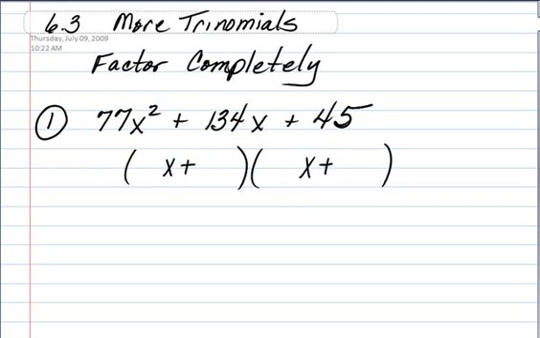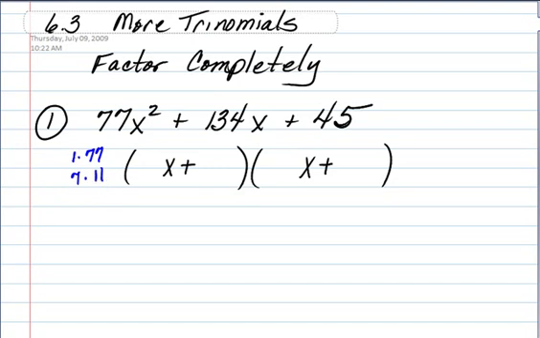So, off to the side, I'm going to write down the different ways I could multiply two numbers together and get 77. It could be 1 times 77. It could be 7 times 11. And at this instant, I have no idea which one is right. That's all my choices.